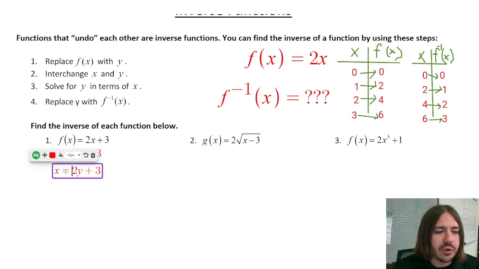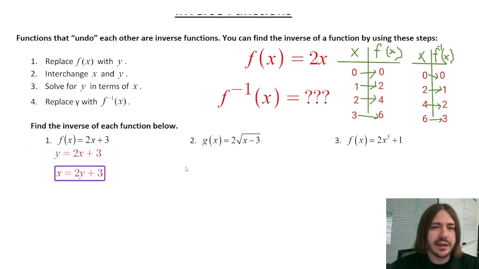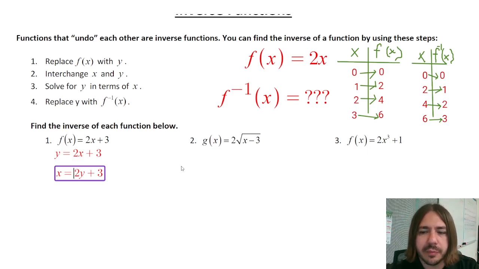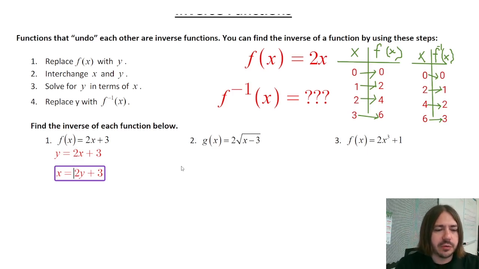Okay? So once you flip those inputs and outputs, now we're going to rearrange the equation and solve it for y. So we'll have to use those properties of equality that we use to solve linear equations for the most part. There's a few other things here and there depending on what kind of function you're dealing with, but for the most part, you're just going to be using your regular old properties of equality to isolate y.